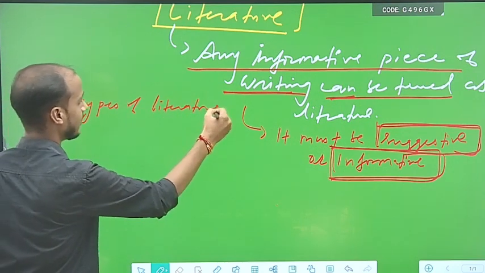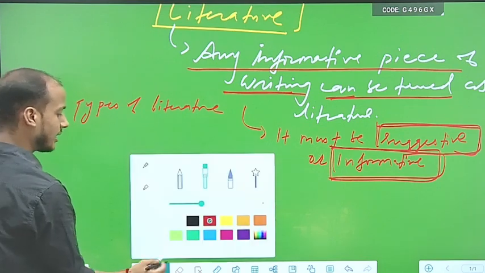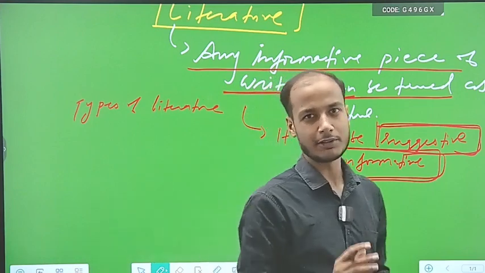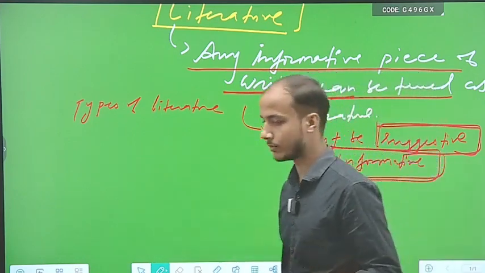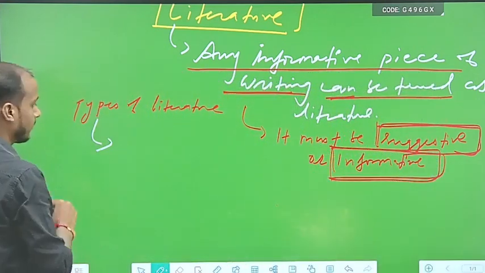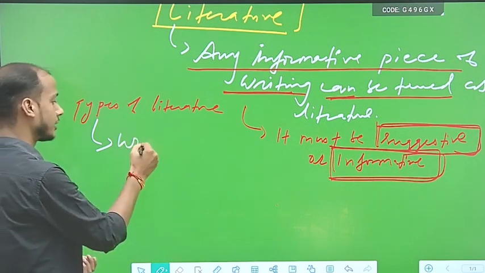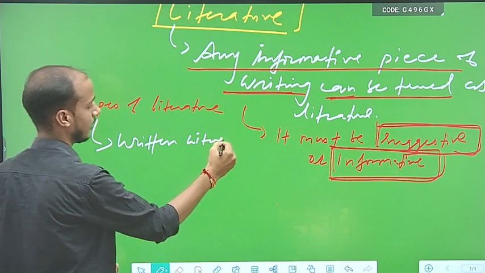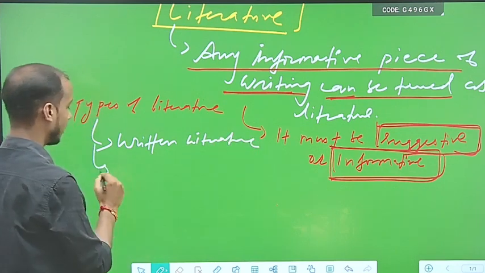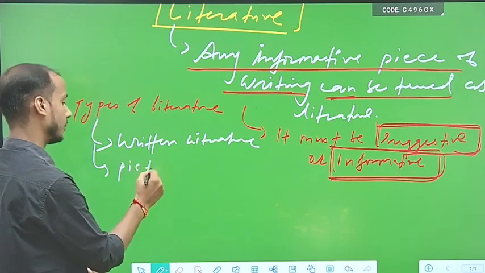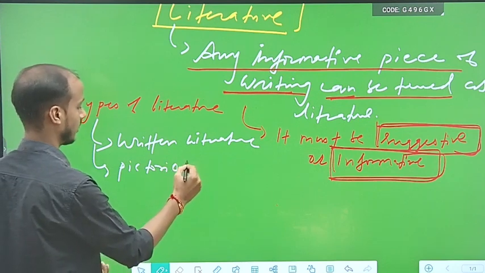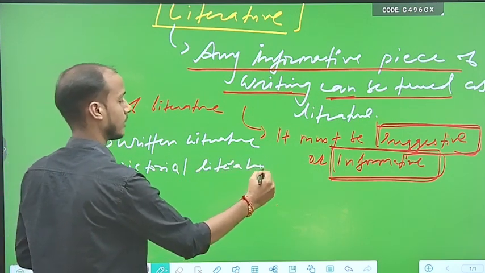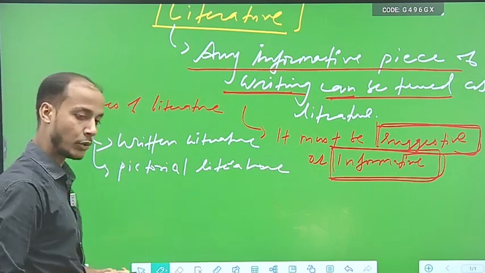When we say types of literature, literature can be categorized under many heads, but as I told you, we'll be focusing on only two types of literature. So, see, first is written literature, and second is pictorial literature, right? Written literature and pictorial literature.